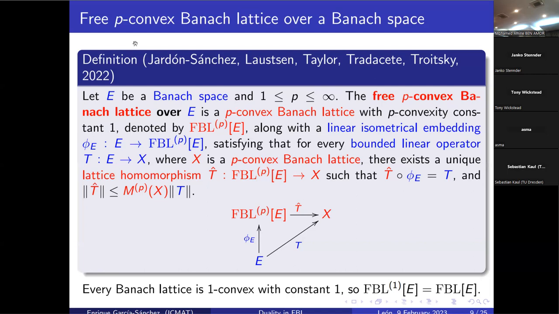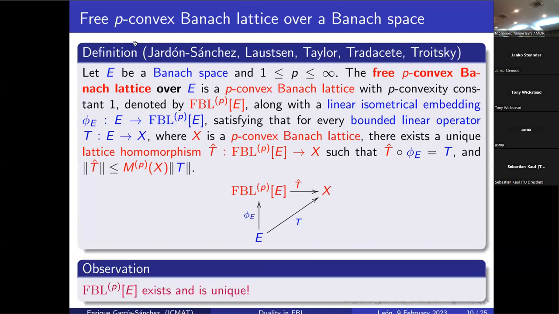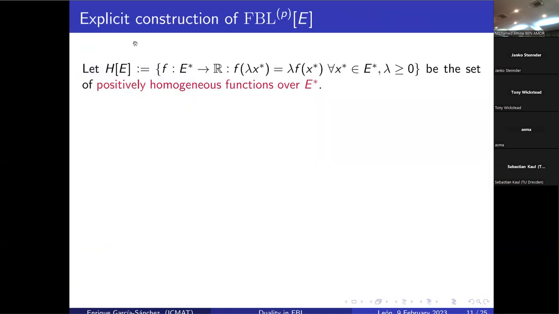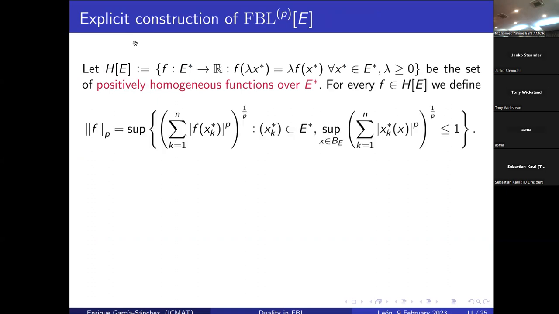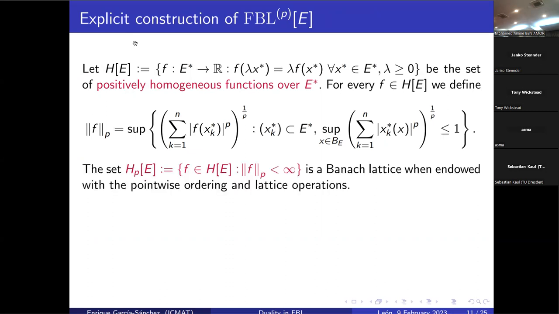So now that we are familiar with this, let's take a look at the construction, because this object, defined in a rather abstract way, turns out to exist and is essentially unique up to lattice isomorphism. So we consider the space of positively homogeneous functions over the dual of our Banach space, and we define this norm, which is a supremum of some kind of p-sums. It doesn't really matter the expression. And we take the set of all functions which have a finite p-norm, and equip it with the pointwise order and lattice operations. We say that a function is positive if it is positive at every point of E star.